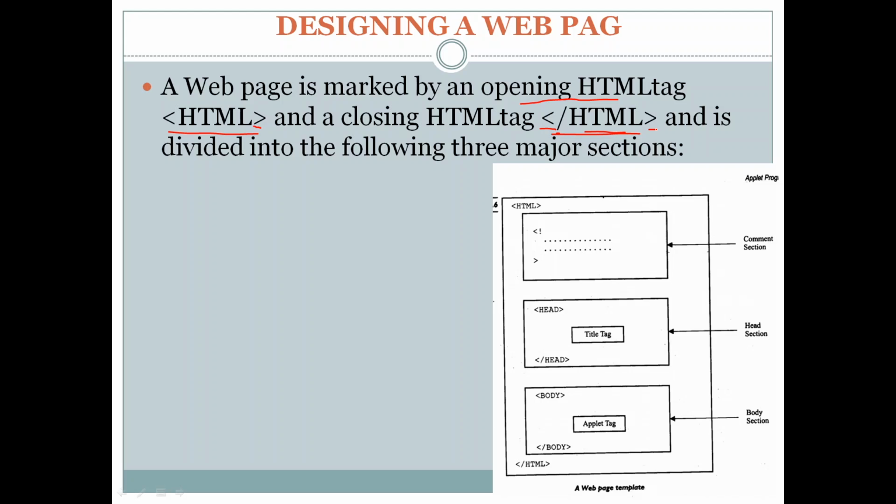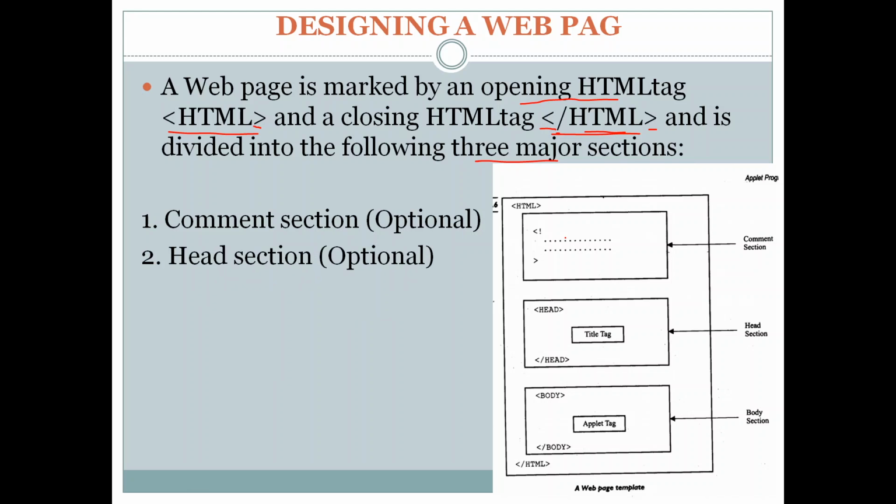Now the HTML page or a web page is generally divided into three major sections. In the diagram you can see these three major sections. The sections are comment, head and body. So the same has been displayed in the diagram.